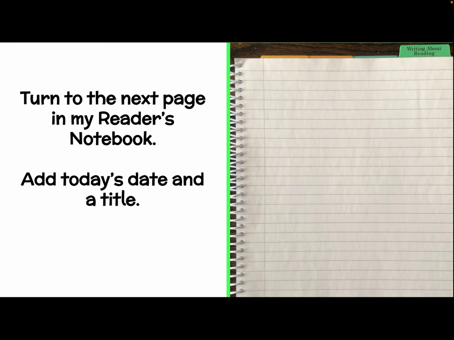Go ahead and turn to the next page in your reader's notebook. Add today's date and a title. Today is 2/3/2021. The title is Summary of I Love Guinea Pigs by Anita Duran. You're going to write your summary and post a picture to Schoology. Don't forget to use your graphic organizer that you took a picture of to help you.